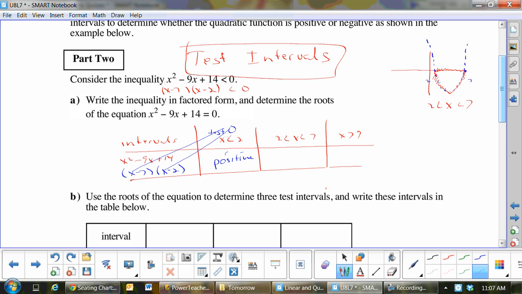Now, give me a number in the interval between 2 and 7. 5. So let's put 5 in there. 5 minus 7 is negative 2. You can even do that. So it'd be negative 2 times 5 minus 2, which is 3. What's negative 2 times 3? It's negative, isn't it?